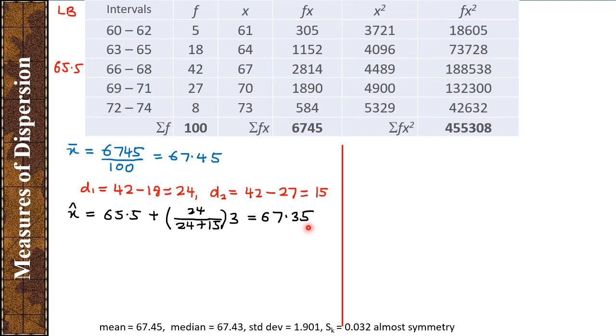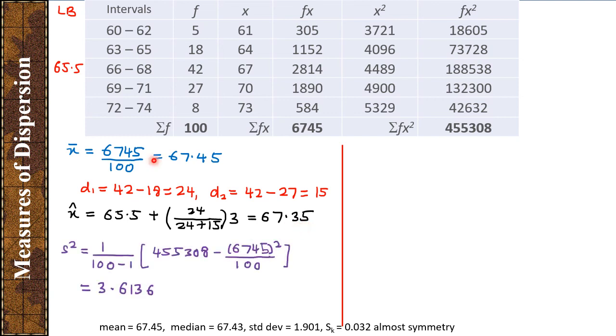Then remember, we still have to find the standard deviation. So first we find the variance. This is the formula of the variance. So 1 over n minus 1, where n is the sum of f, so 100 minus 1, and then the sum of fx squared, which is 455,000, and then minus the sum of fx, which is 6,700. Here we have to square the sum of fx over n, 100. Then we got 3.6, okay, which is already low, the variance.